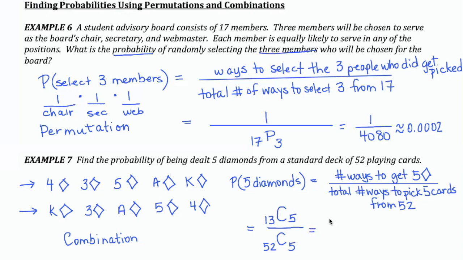When you calculate your numerator, you're going to get 1,287. When you calculate the denominator, you're going to get 2,598,960. When you pick up a calculator and divide these out, the probability again is very, very small. It's less than 1% that I would actually get 5 diamonds.